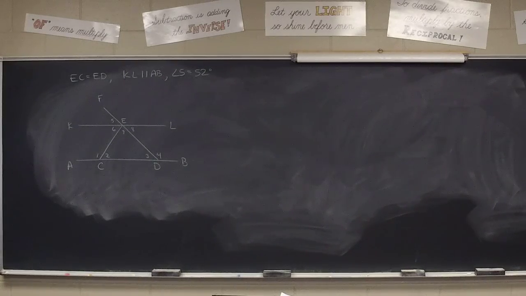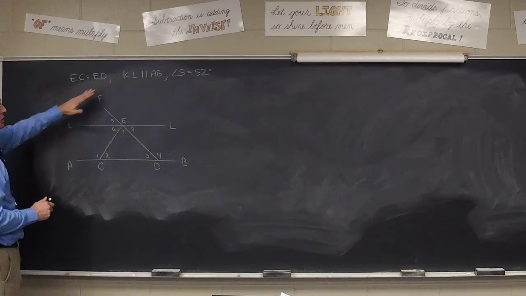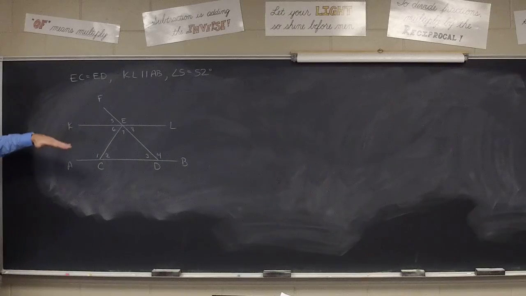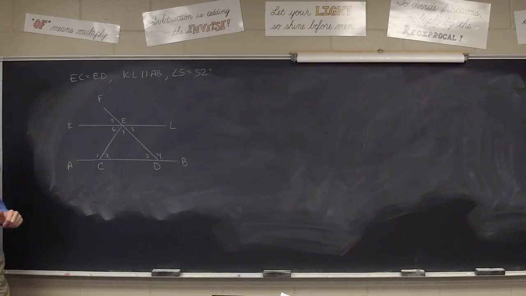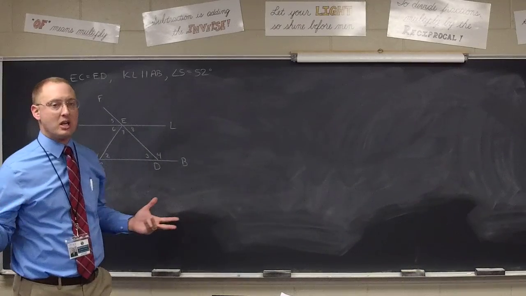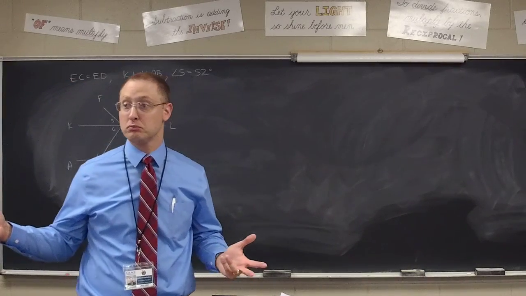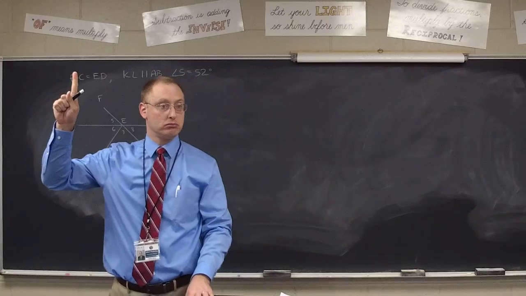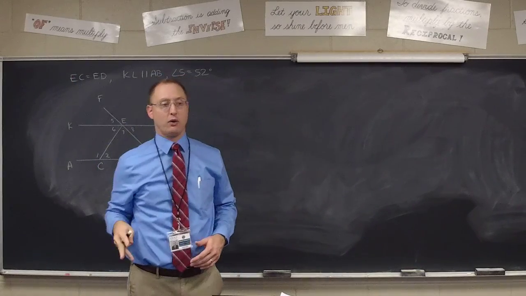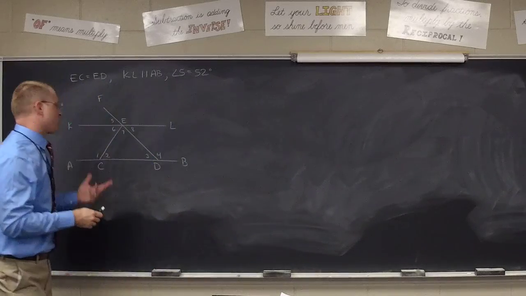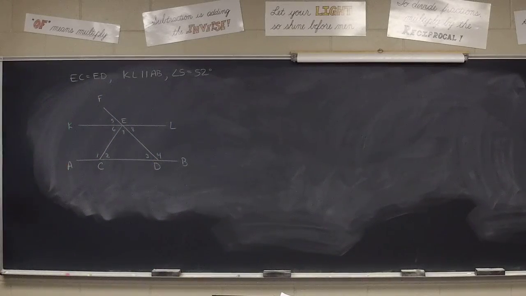Book open to page 74, unit number 12. We were given a few things here. First of all, we were told that KL and AB are parallel. That's significant because if lines are parallel, what kind of angles will be equal to each other, class? Alternate interior angles will be equal. Corresponding angles will be equal. Alternate exterior angles will be equal. And of course, vertical angles are always equal anytime lines intersect. You don't need parallel lines necessarily.